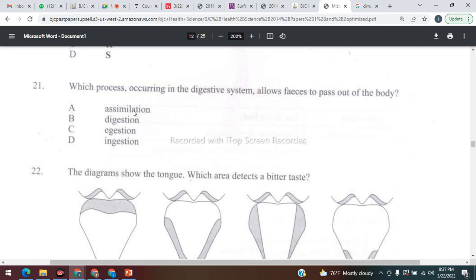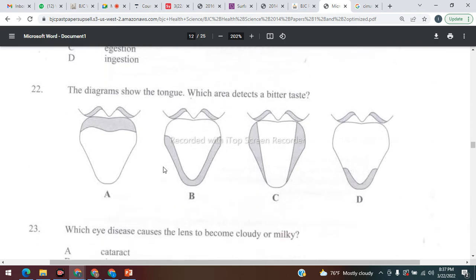Anyway, number 22. The diagram shows the tongue. Which area detects the bitter taste? B? Definitely D. B as in what? I feel like whenever I eat something, it's to the front of my mouth. So I feel like D. It'd be D. B or C? Say it again. B or C?